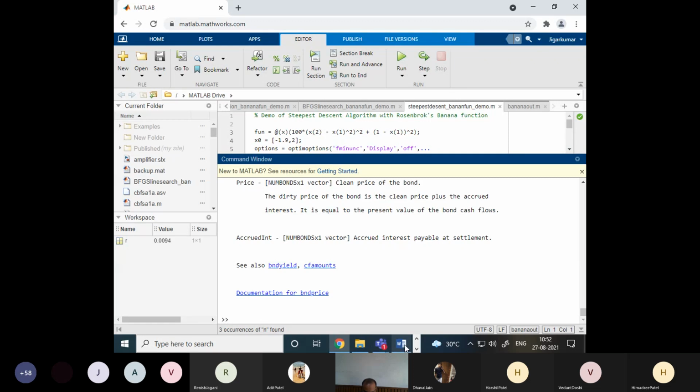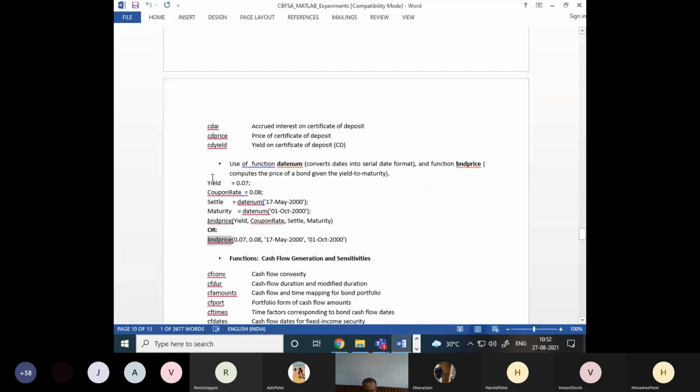Let me use a simple example to study this. So I have the information of yield, coupon rate, say 8%, so it is 0.08. The yield to maturity is 7%. Settlement means I purchased on 17th May 2000, so I give it as a date number, 17 May 2000. Remember, you can specify any format here, but it should be a correct format, right? We have seen this. Then maturity is mentioned here. All these parameters are input to these four parameters, and I can find the bond price, or otherwise you can directly enter these constants, right?